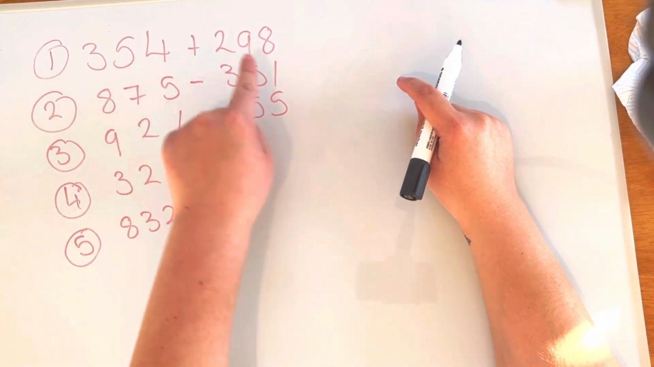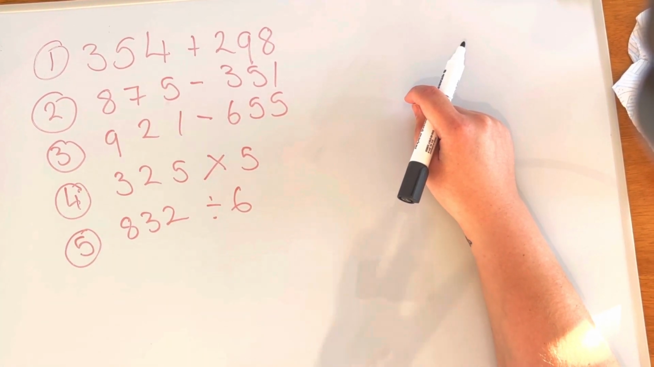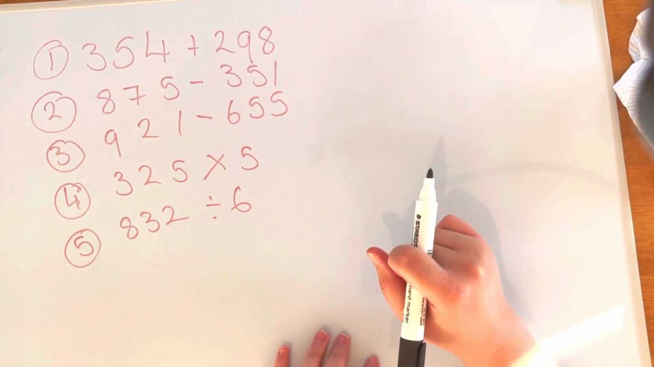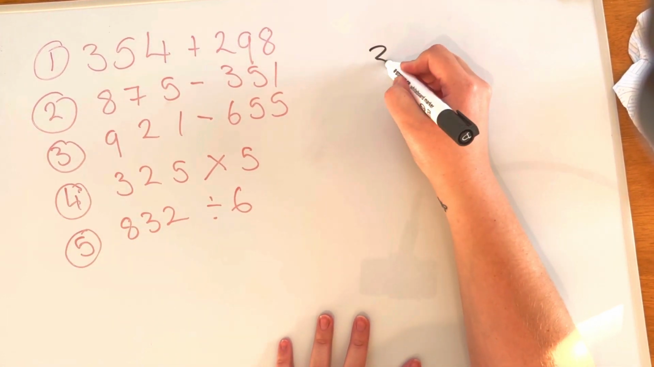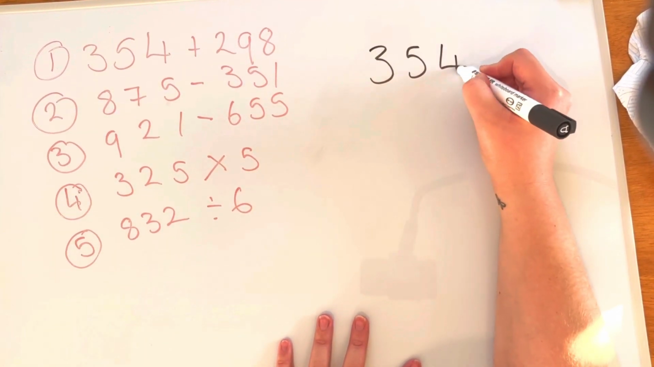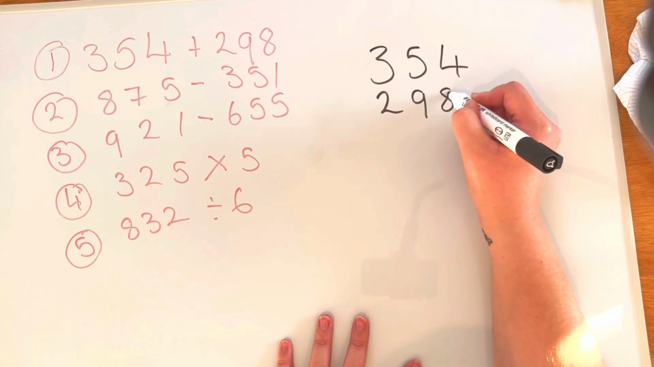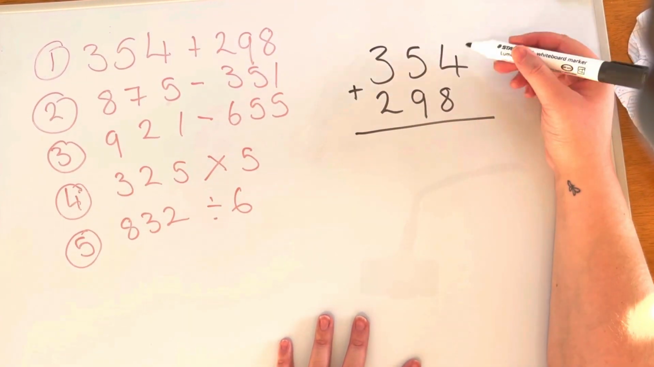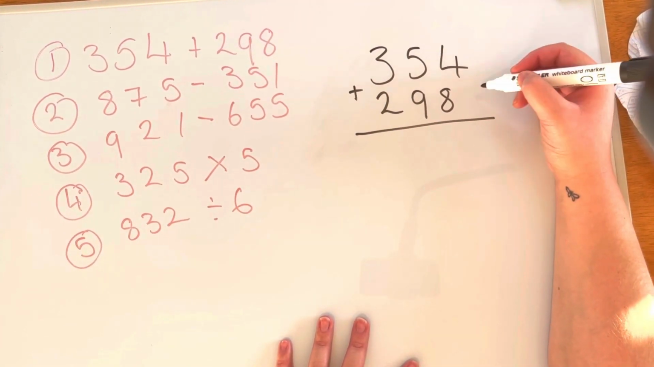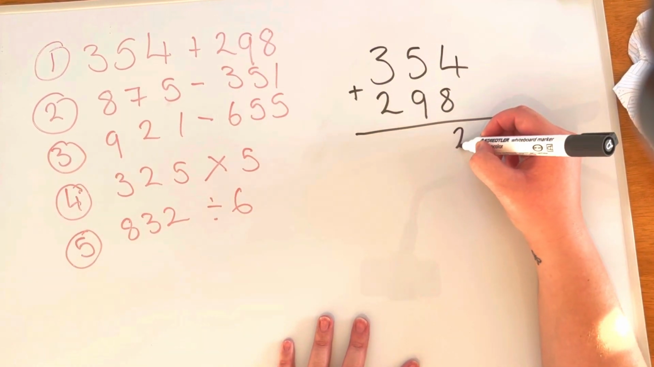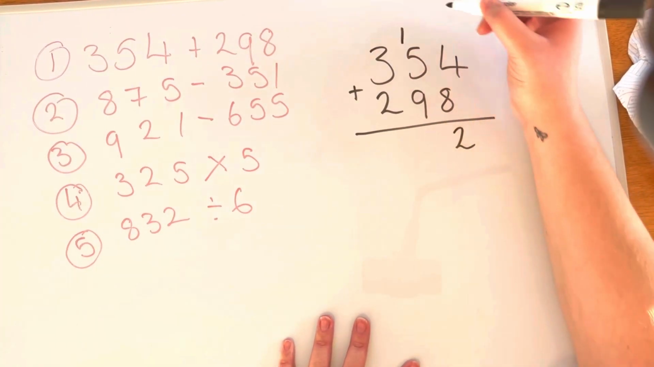So when I see two numbers adding together, two three-digit numbers adding together, I want to use column addition. So I line up my numbers like so, and then I always start with my ones. So 8 add 4 is 12. We put our 2, carry our 10 over.